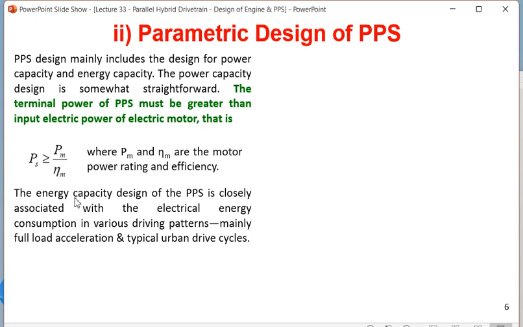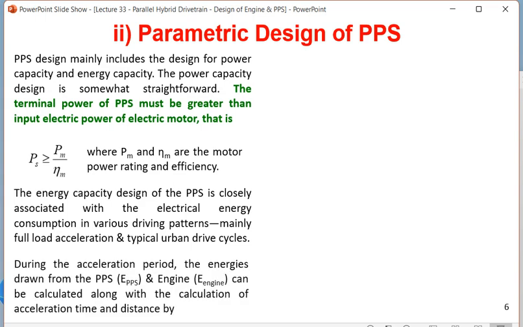The energy capacity design of the PPS is closely associated with the electrical energy consumption in various driving patterns. So there are mainly two driving patterns. One is the urban driving pattern, another is the highway driving pattern, and there is a critical driving pattern, which is through hills or jungle or some kind of muddy or clay land. So under normal driving conditions, there are two: city and highway. The energy capacity design of the PPS is closely associated with the electrical energy consumption in various driving patterns, mainly full load acceleration and typical urban drive cycles. The urban drive cycle is a stop-go kind of thing, and full load acceleration we find on the highway.